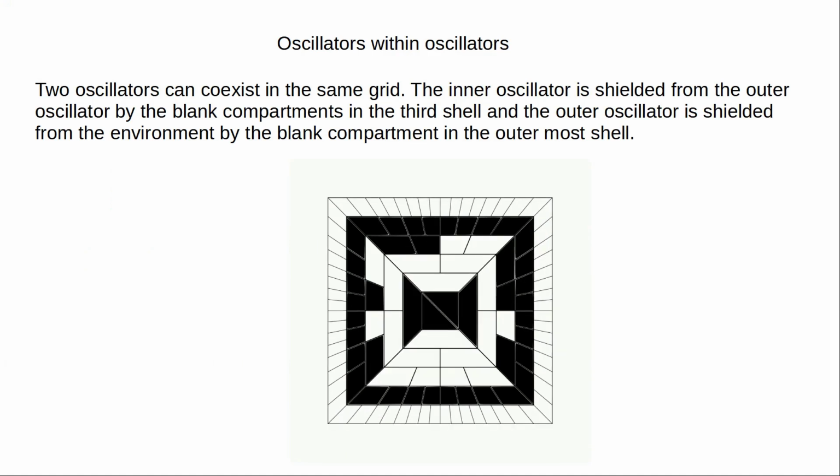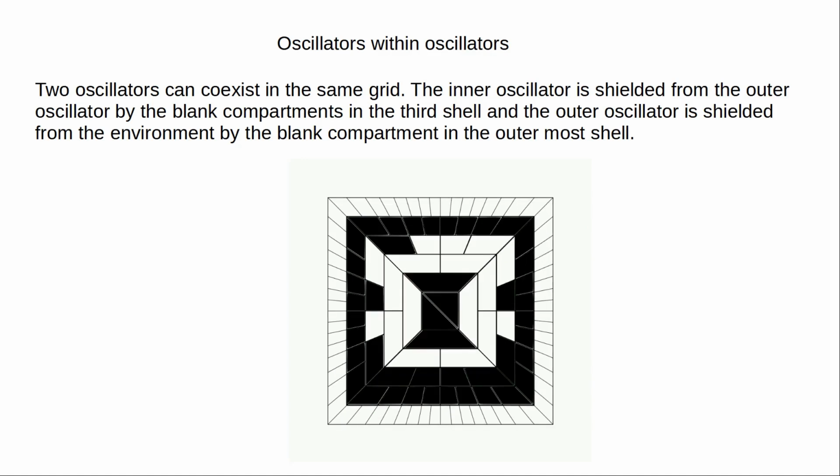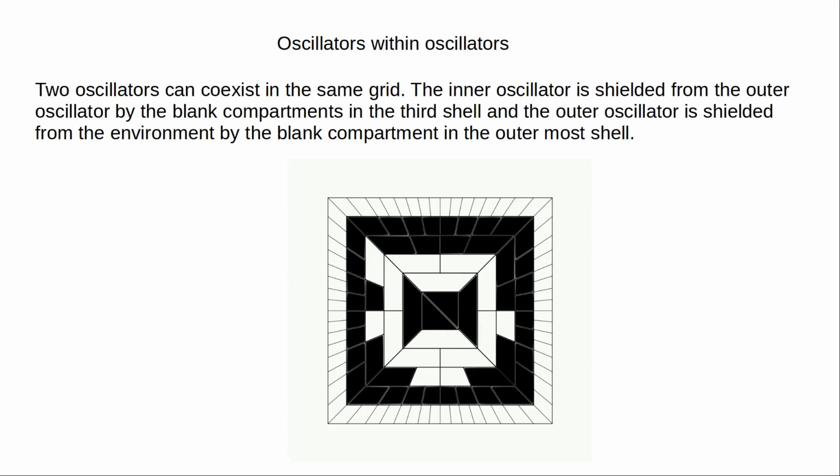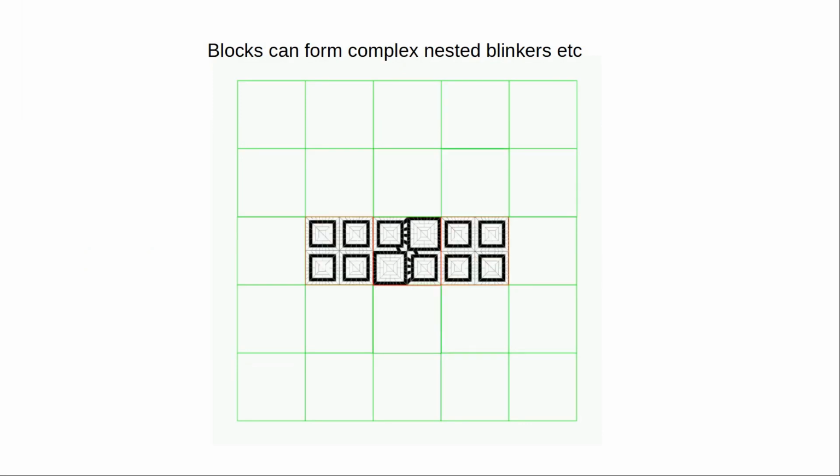Two oscillators can coexist in the same grid. The inner oscillator is shielded from the outer oscillator by the blank compartments in the third shell, and the outer oscillator is shielded from the environment by the blank compartment in the outermost shell. Blocks can form complex nested blinkers, etc.